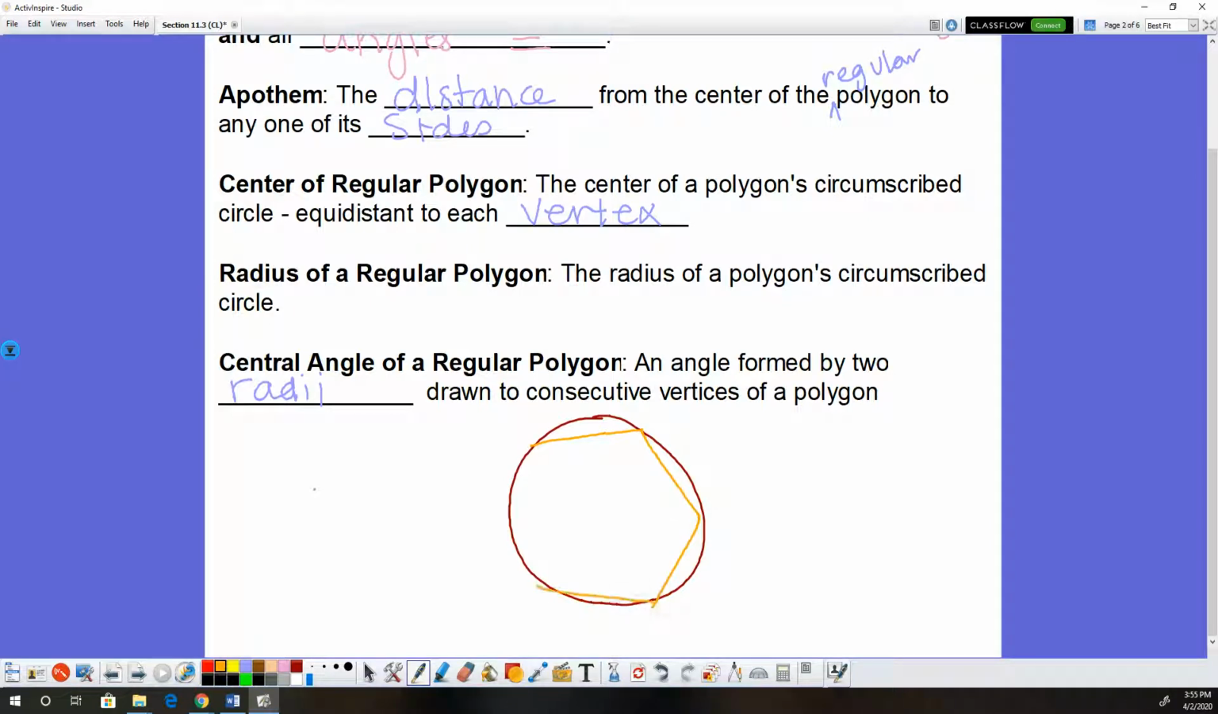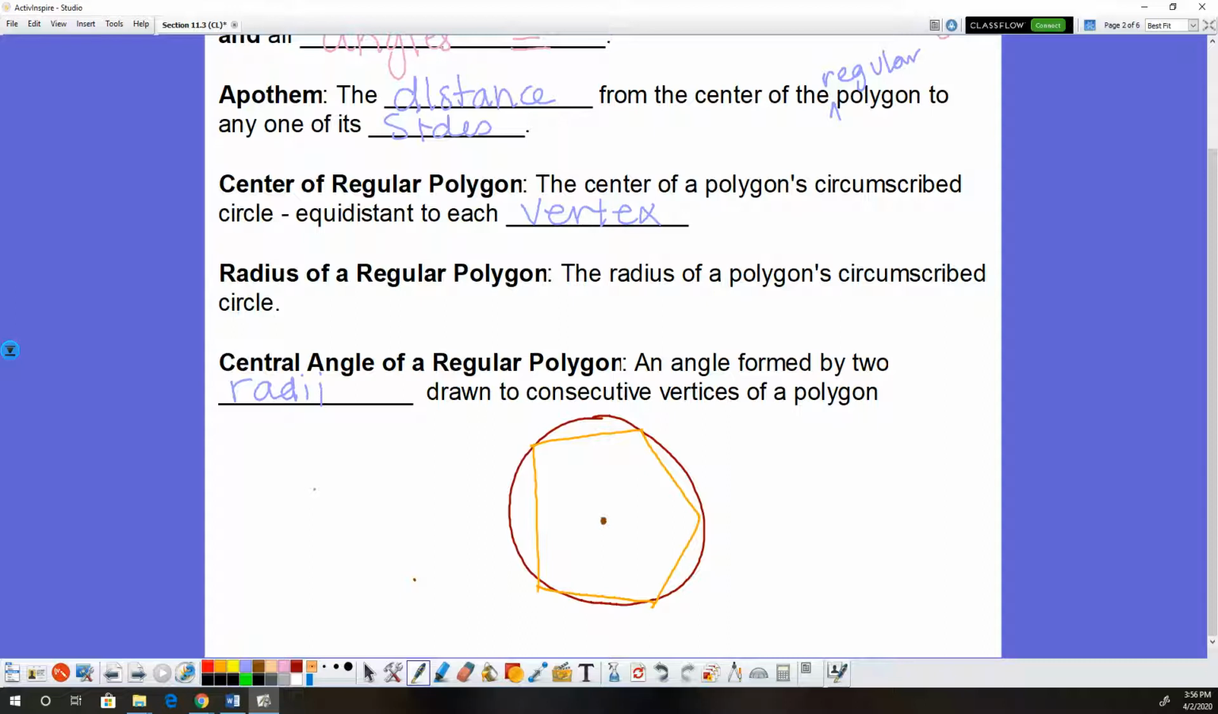I'll tell you what I'm drawing after I draw it. And guys, clearly my art isn't good. That's not a regular pentagon, but you get the idea. So here's my regular pentagon. We're going to just imagine for a minute that it's regular. So the center of the regular polygon would be essentially the center of the circle. Okay, so that brown dot right there, that is the center of the polygon, along with the center of the circle.